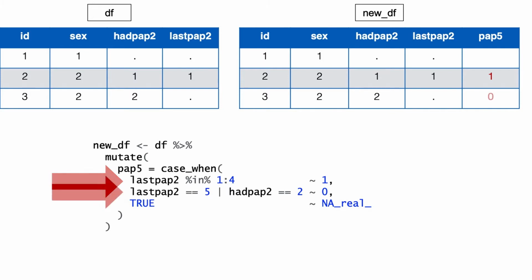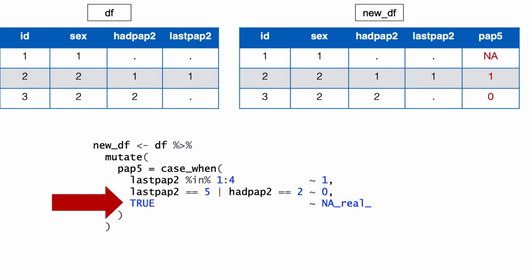And in our fake data shown here, that would result in a value of 1 for participant 2, which is exactly what we want. In this second conditional statement, we are telling R that whenever the participant has a value of 5 for last PAP2, or a value of 2 for had PAP2, then we want the value of PAP5 to be 0. In other words, any participant with a value of 5 for last PAP2, or a value of 2 for had PAP2, was a woman who did not have a PAP test in the past 5 years. And in our fake data shown here, that would result in a value of 0 for participant 3, which is exactly what we want.